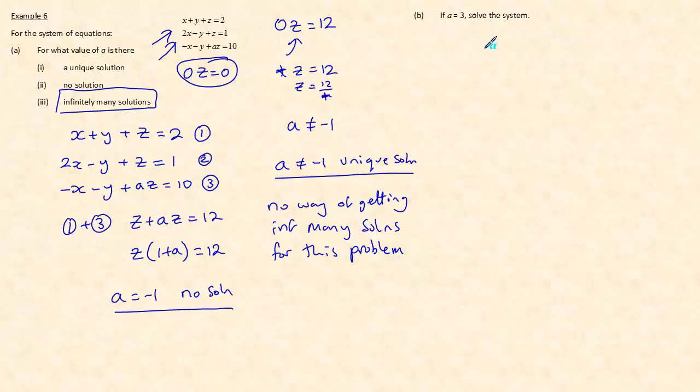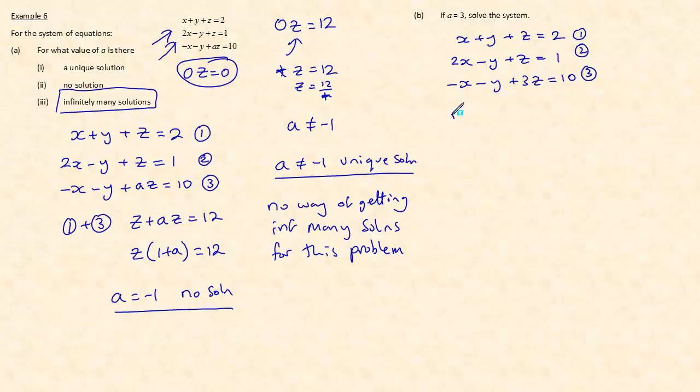So if a is 3, we want to solve the system. So we have x plus y plus z equals 2, 2x minus y plus z equals 1, and then negative x take y plus 3z is equal to 10. So 1, 2, 3.